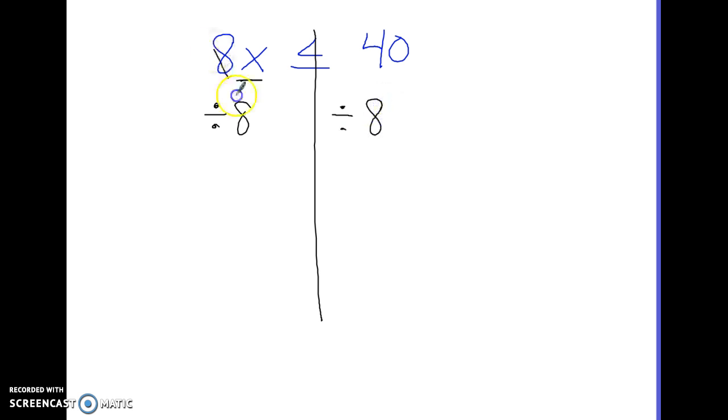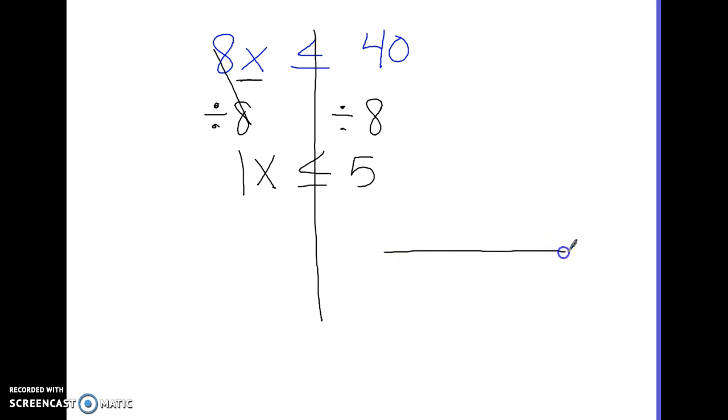8 divided by 8 is 1, and then I still have x. On this side, 40 divided by 8 is 5, and my symbol will stay the same. So now I have 1x, or x, is less than or equal to 5.